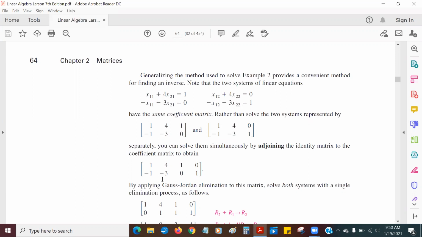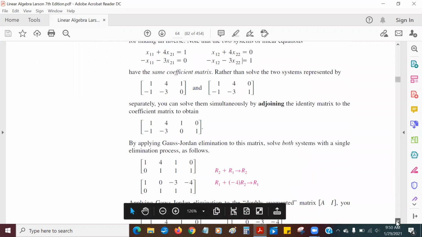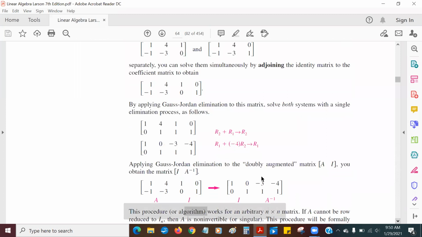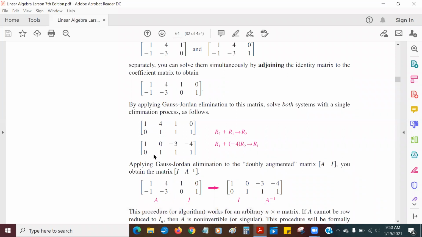So here's my original coefficient matrix. Here's the 1, 0 from here, and here's the 0, 1 from there. Now I'm going to do the same steps I would have done, my Gauss-Jordan elimination. And I finally get 1, 4, 0, 1 on one side, and over here I finally get the identity matrix. Well, the negative 3, 1 winds up being the solution for this one, and the negative 4, 1 winds up being the solution for that one.